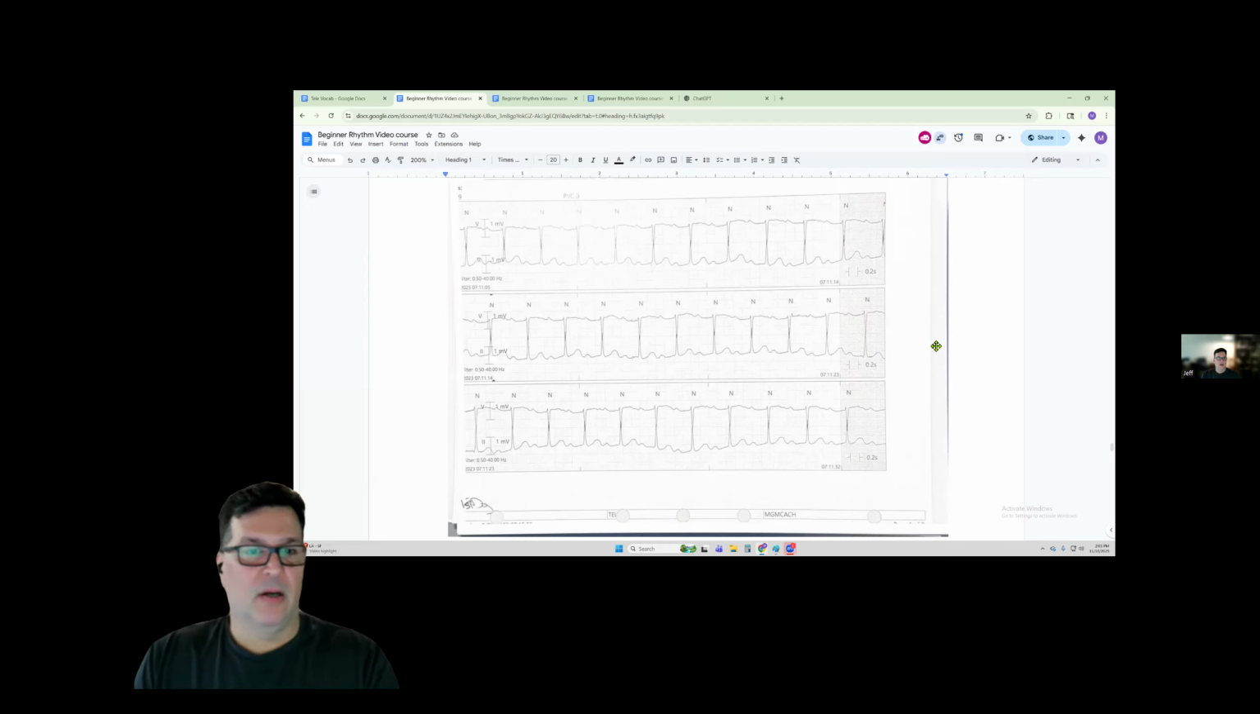So first degree AV block, just a long P interval, nothing interesting. Again, same P wave morphology, same shape of the P wave. The P to P will march out. Normal sinus beyond that. So you would call this normal sinus with a first degree AV block.